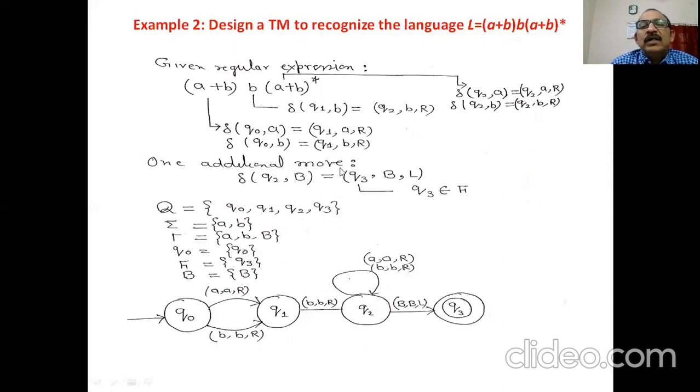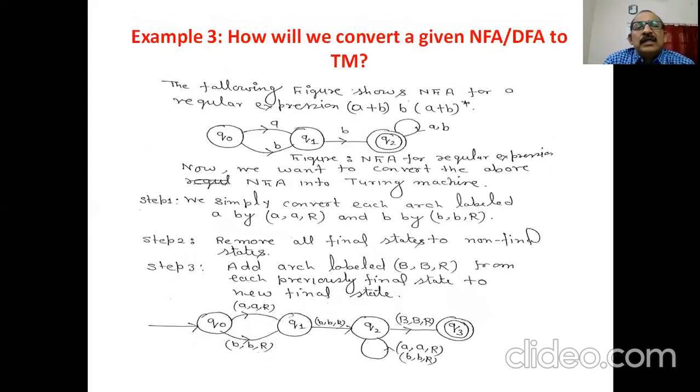Okay. So here you can see, with the help of four states, you can design a Turing machine. So capital Q is Q0, Q1, Q2, Q3. Sigma is A, B. Gamma is A, B, capital B. Q0 is the initial state. F is Q3. Capital B is the blank symbol. And this is the transition diagram for our Turing machine. Okay, you already know how to draw a transition diagram for a Turing machine. Next problem.